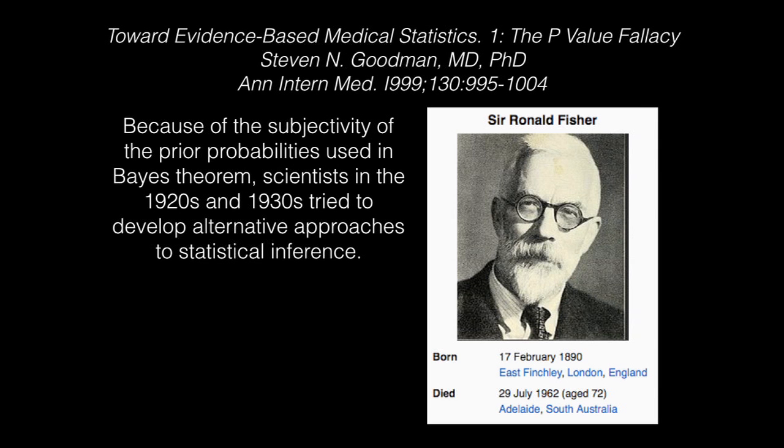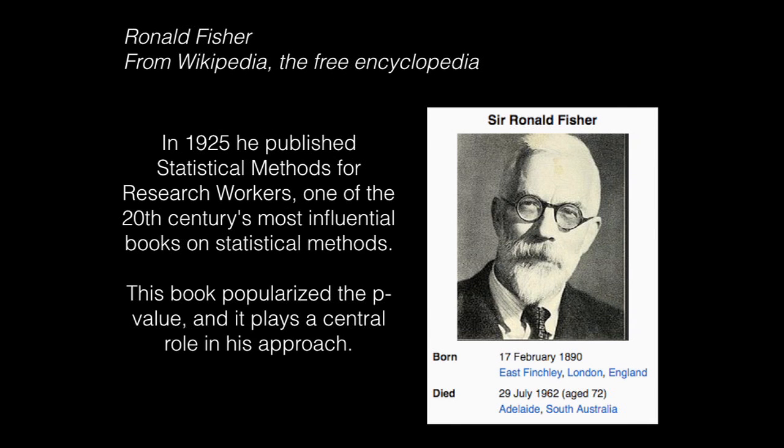Now, in the 20s and 30s, fast forward 20 years, scientists were trying to develop alternative approaches because they didn't like Bayes' theorem. This has always been an issue with Bayes: you really can't know the prior probability. It's not exact. It's not certain. So they're looking for more certainty, and so Fisher published in 1925 Statistical Methods for Research Workers.